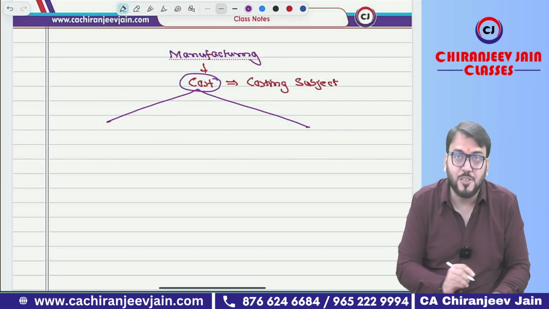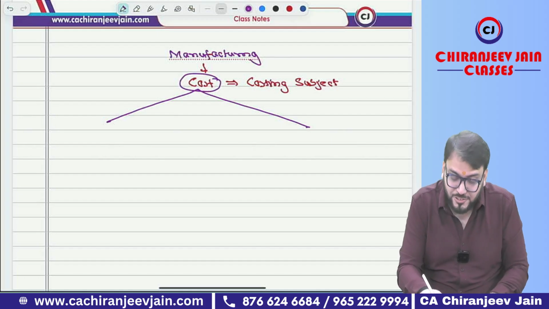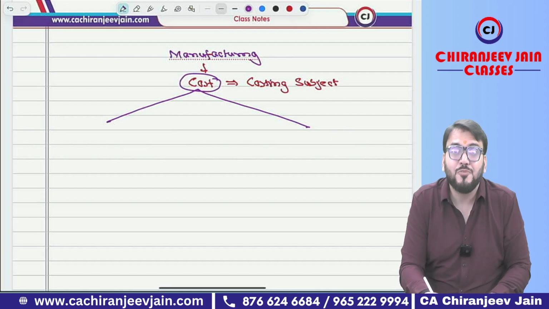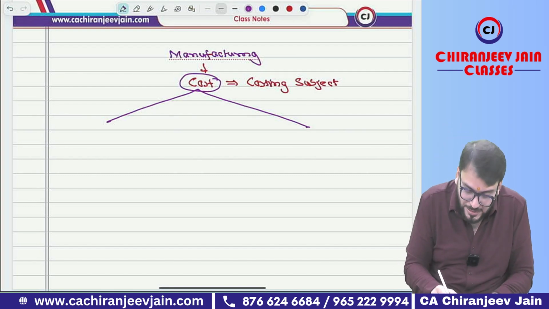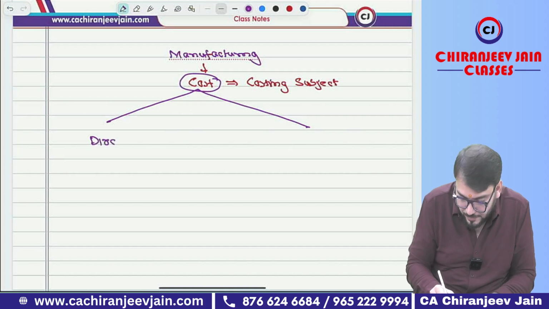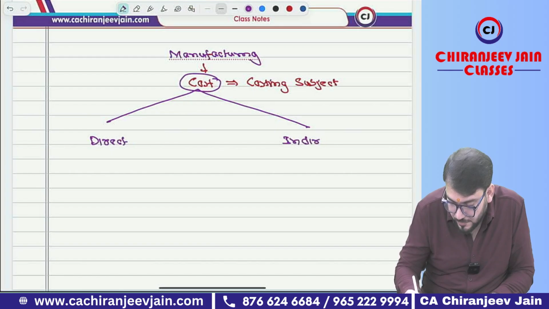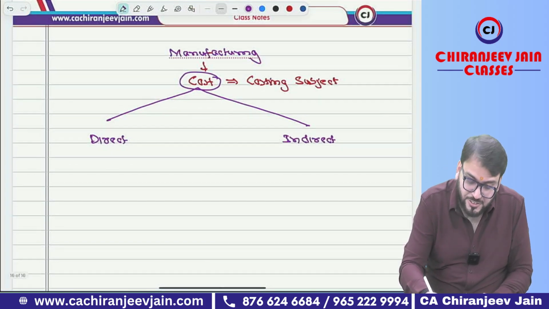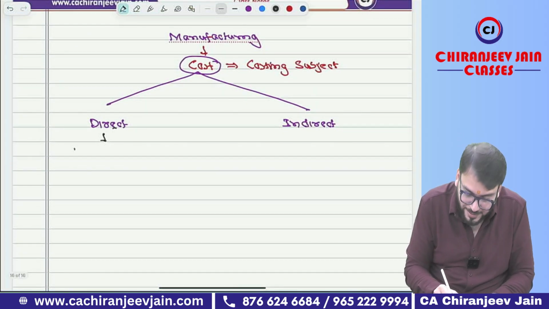Cost means costing subject. Now, as per your costing subject, cost means manufacturing cost. We are discussing manufacturing cost. Your manufacturing costs are of two types. One is known as direct, and one is known as indirect. Now, direct costs can be of three types. One is direct material.